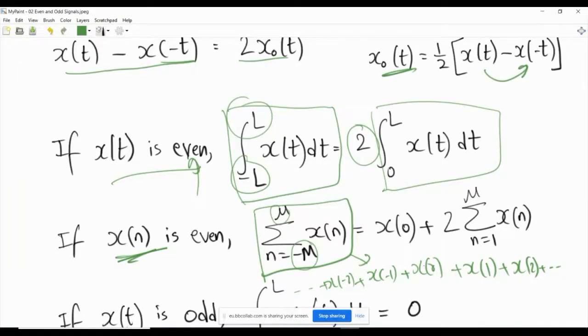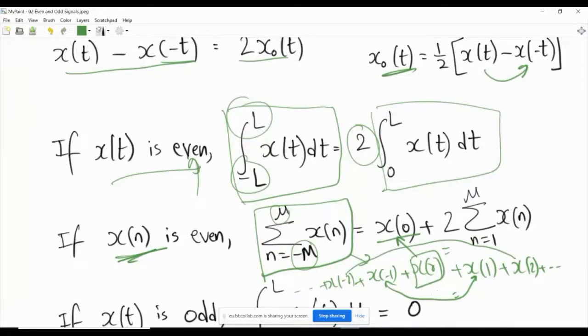So what you can do is say, x of 0 is alone here. And then if your signal is an even signal, then x of minus 1 is equal to x of 1. So for an even signal, these two terms are the same. x of minus 2 is equal to x of 2.